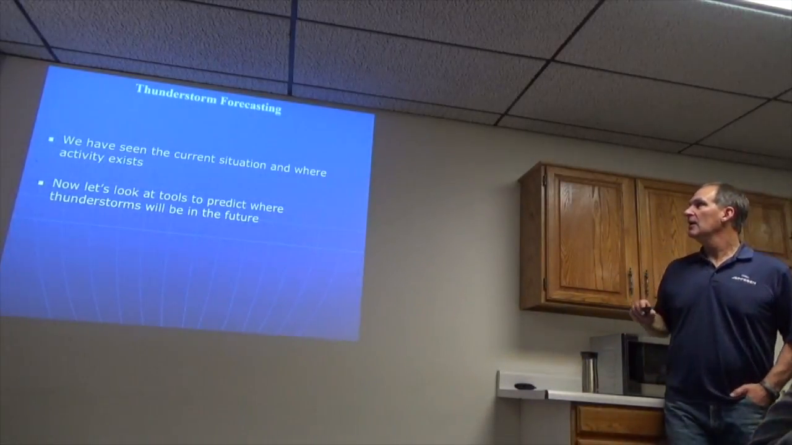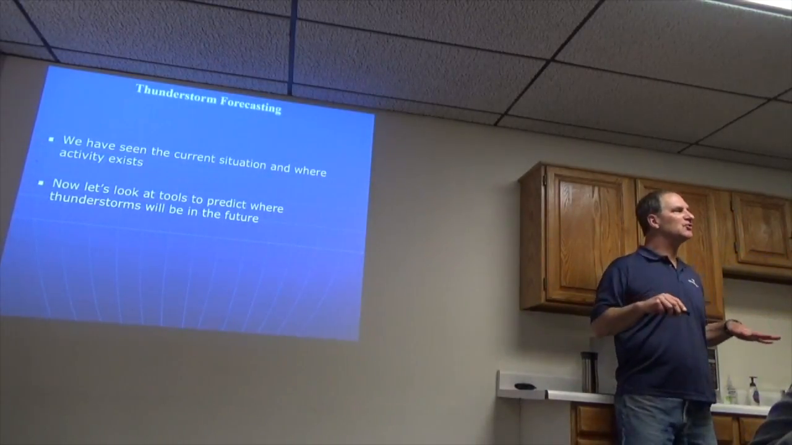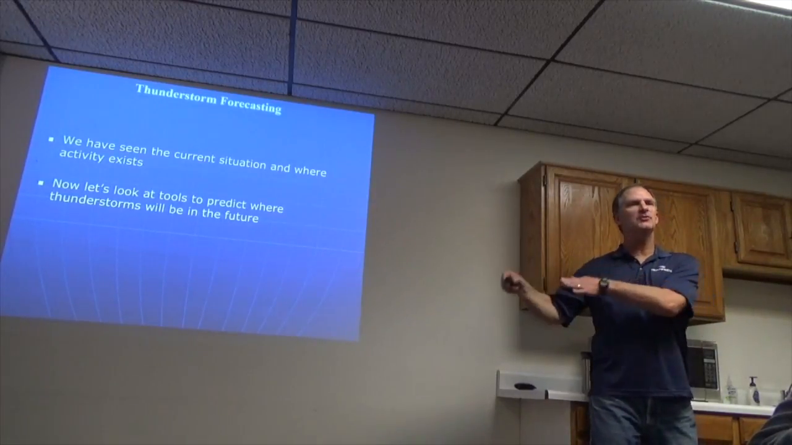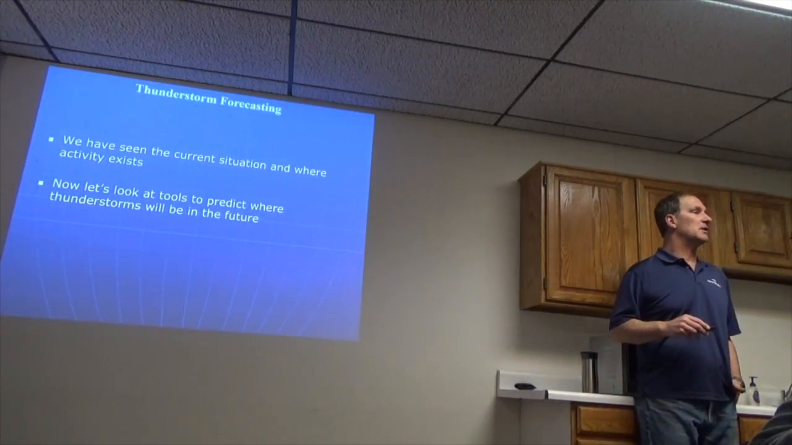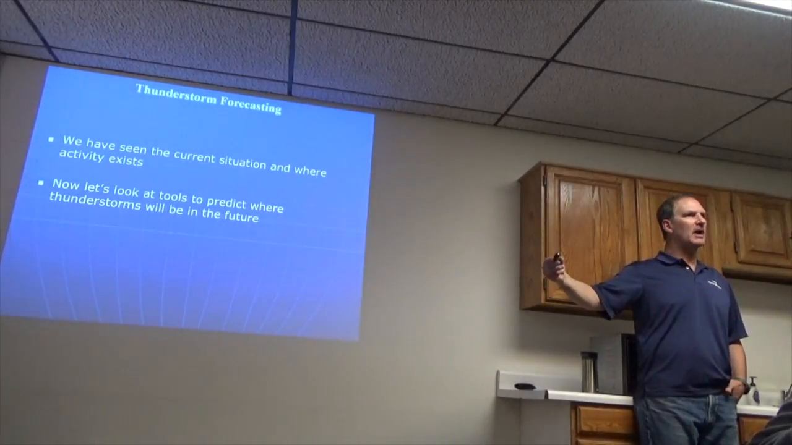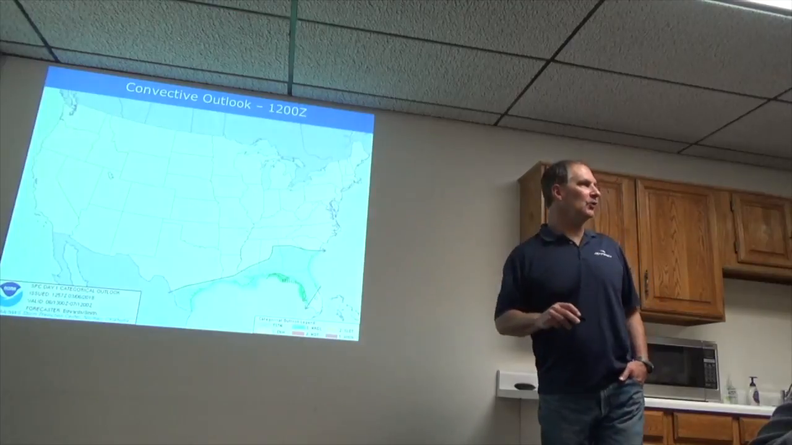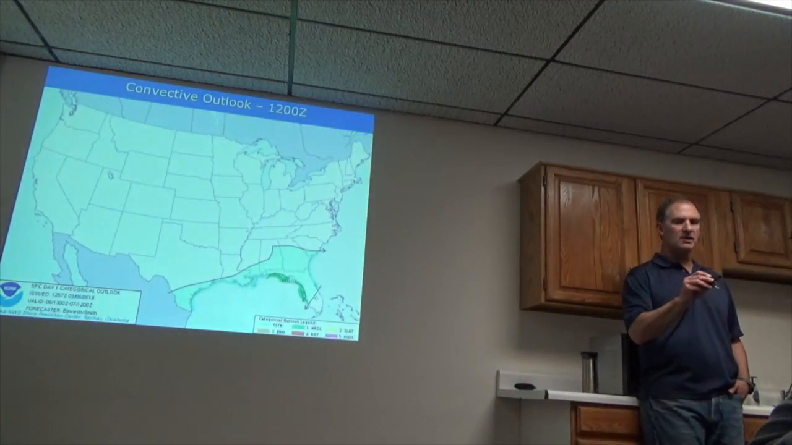Okay, so we've seen kind of the current picture in the morning. Your job as a forecaster is now to determine where a thunderstorm is going to be at 0Z. We looked at 12Z; 12 hours later, where is a thunderstorm going to be occurring? So we'll look at some tools to try to help us understand where that's going to be.